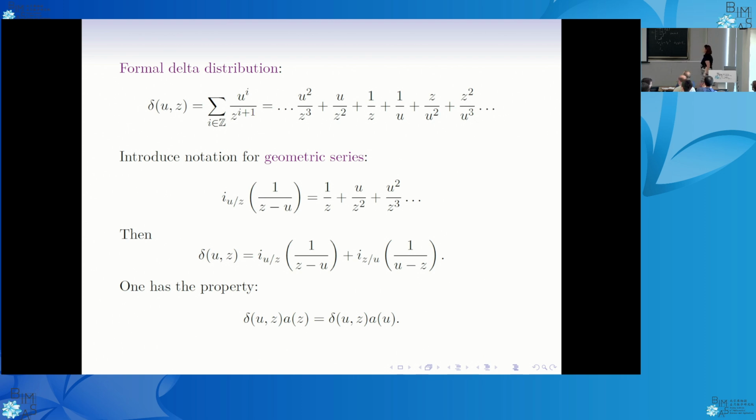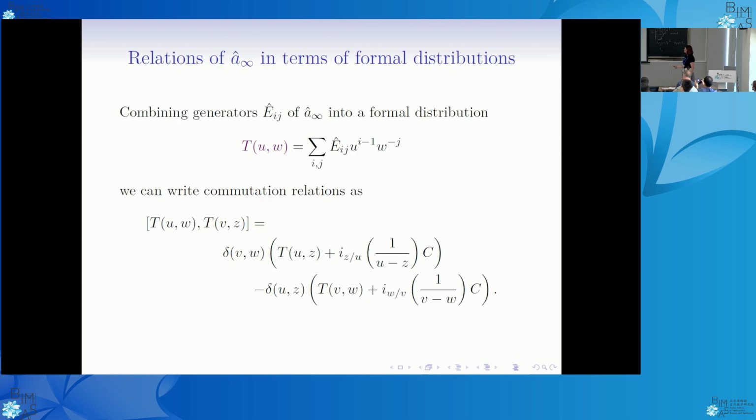Okay, and the name of the formal delta distribution comes from the property that reminds us of a delta function. Formal delta distribution can be multiplied by any other distribution. And if we do this, we can change the variable of this distribution. So here is a(z), and it can be a(u) in the same product. So that's why it has this name.